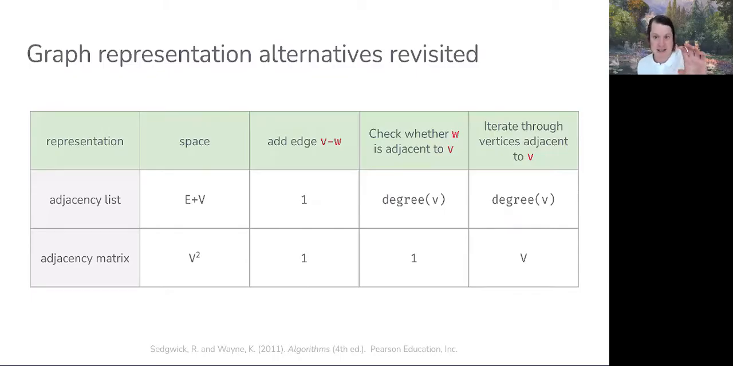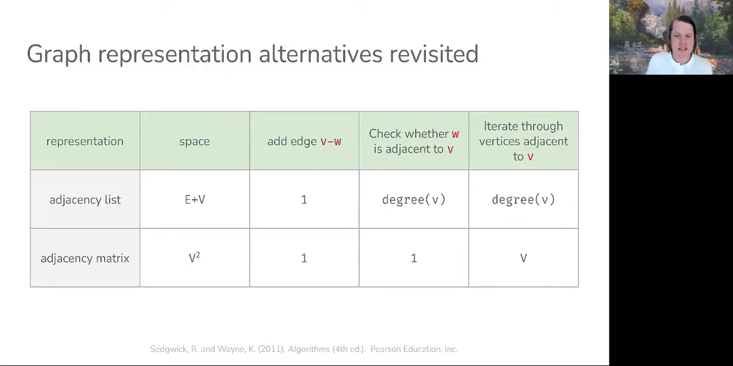W is incident to V, well, you have to see whether or not there's an entry in V's list for W. And the same is going to go through if we want to iterate through the vertices adjacent to V, whether it's printing them or some other operation, we're going to have to walk through that linked list as well. So in that case, the amount of time that would take would be dependent on the degree of vertex V.